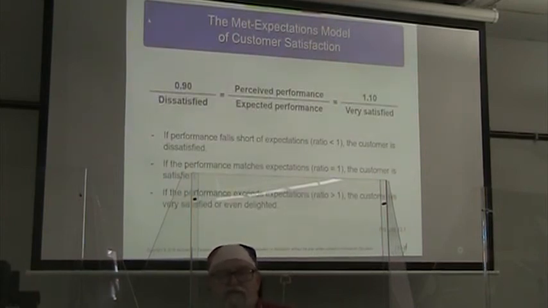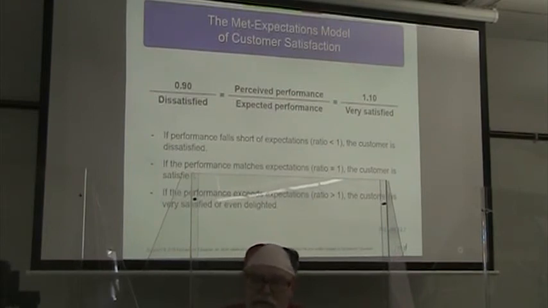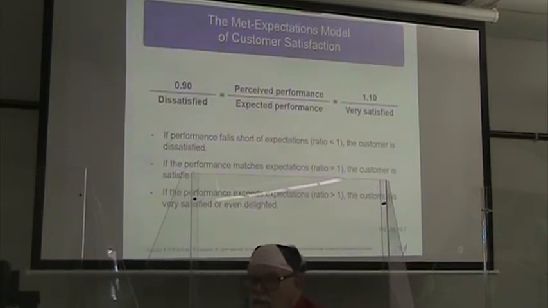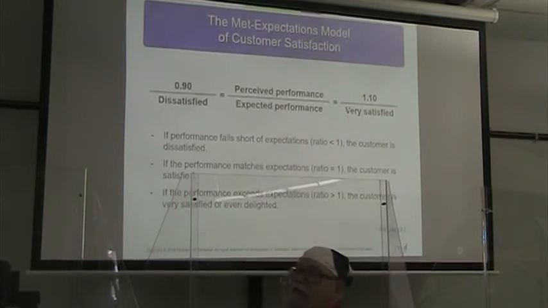All right, so here they're talking a little bit more about what I was talking about. We have our perceived performance divided by our expected performance. They're saying if it's down at 0.90 or 90%, they're going to be dissatisfied. If it's up here at 1.10 or 110%, they're going to be very satisfied. Man, that's a narrow band.